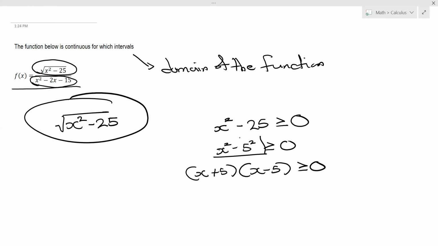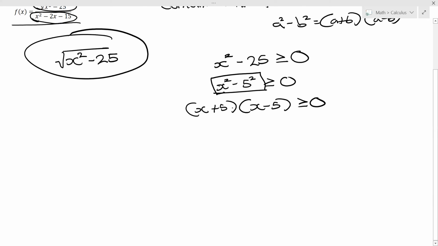Because this is a difference of two squares. Remember, a squared minus b squared is the same thing as (a plus b)(a minus b). So it's the same thing. You have (x plus 5)(x minus 5) is greater than or equal to 0. Now, remember, this is multiplication, right? So again, let's say we have a times b is greater than or equal to 0.